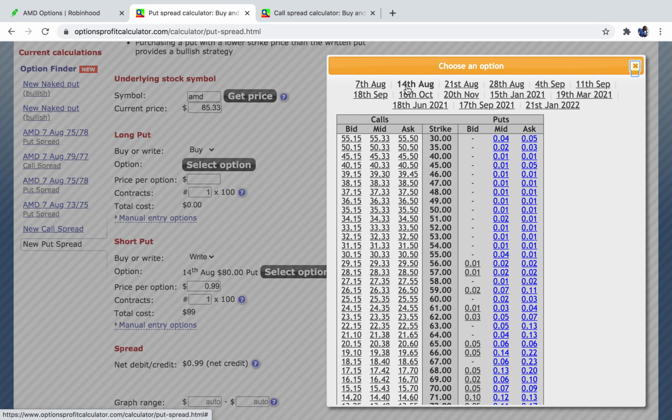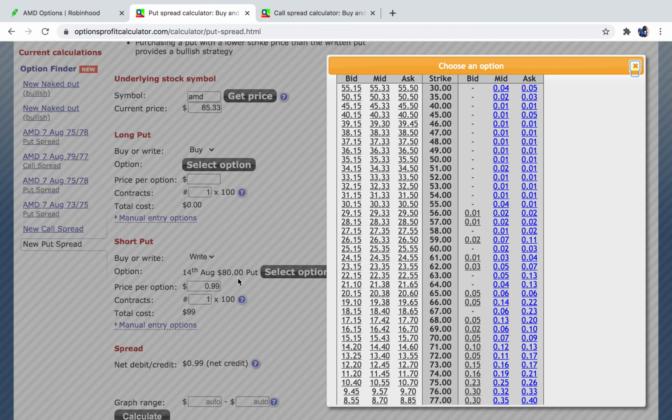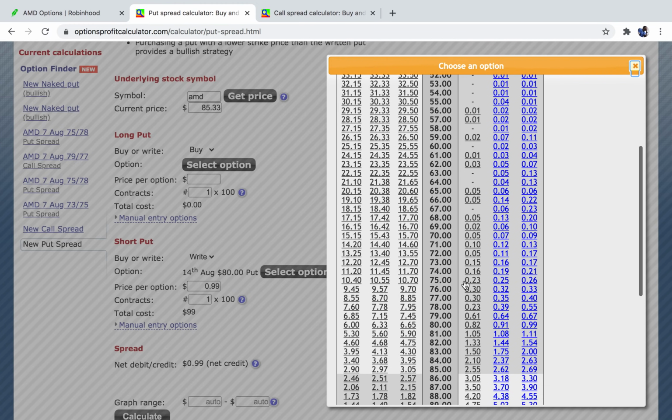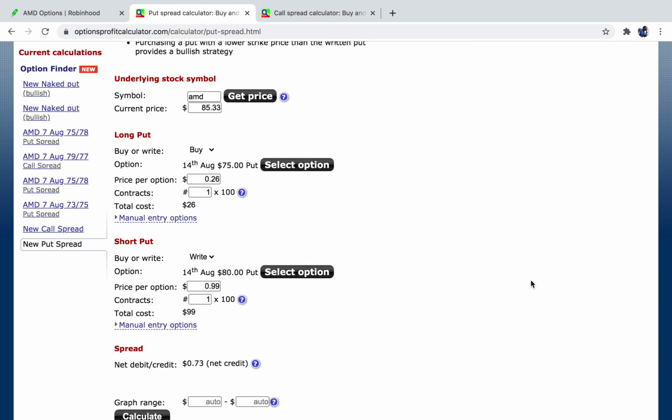And as you can see, it has to be the exact same expiration date, which this recognizes. So it's already on August 14th. And again, we're going to buy a put at a lower strike price than $80 strike price. So let's just choose 75. Okay, so we're going to click on this. And so as you can see, we're going to buy a put at a $75 strike price, expiring on August 14th. And so for this, we're going to actually pay 26 cents per share.